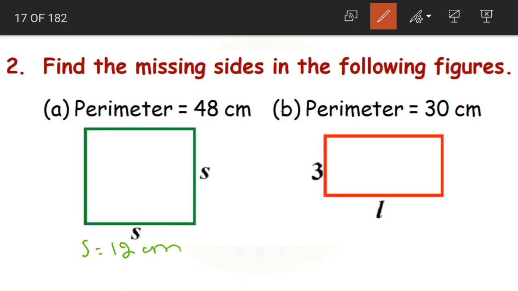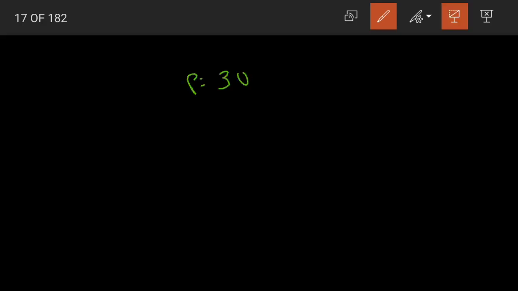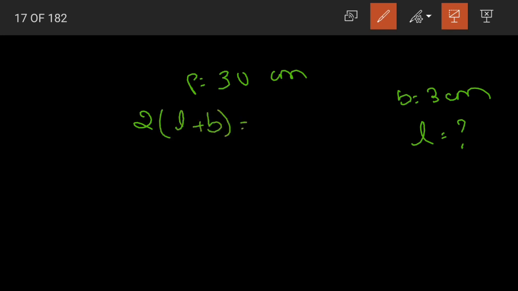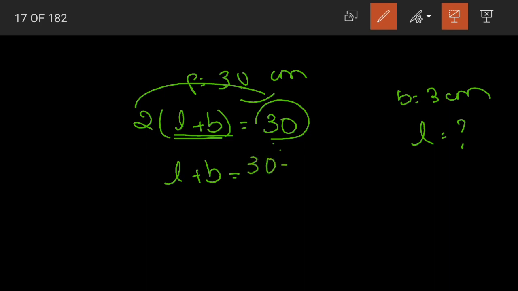Coming to question B. Perimeter is 30 centimeters. The breadth is given as 3 centimeters. The length is not given. We have to find out the length. First, what is the formula for perimeter? 2 into (L plus B) is equal to, what is the value that we have? 30. Yes, again 2 of this is equal to 30. Then only L plus B will be equal to how much? 30 divided by 2. So L plus B is equal to 30 divided by 2, that is 15.